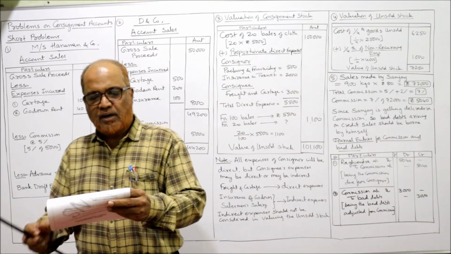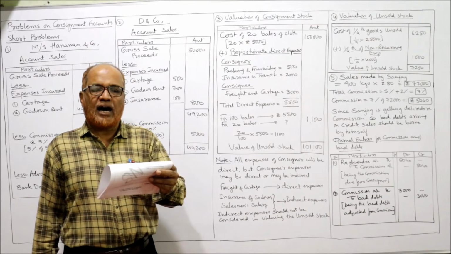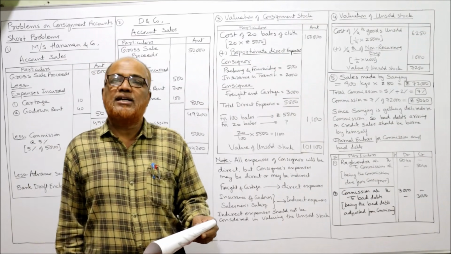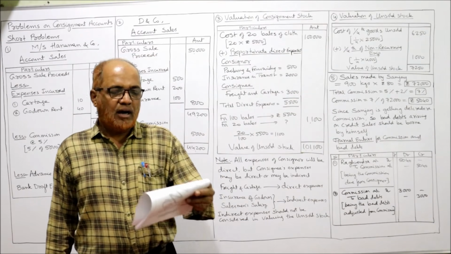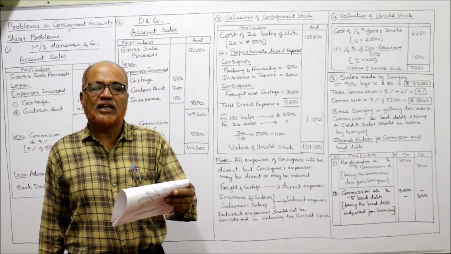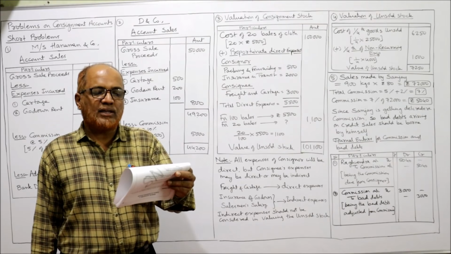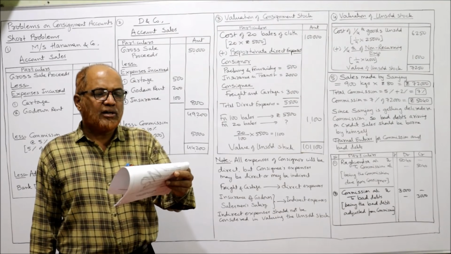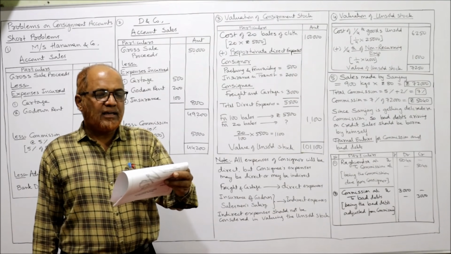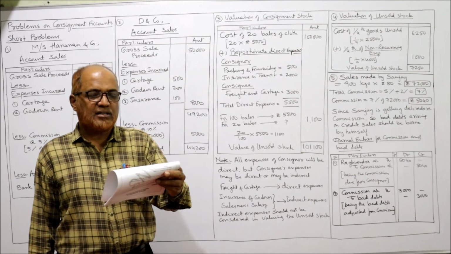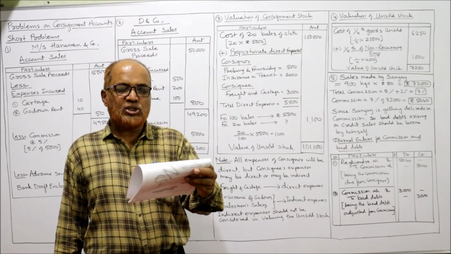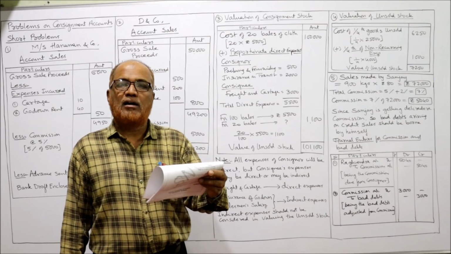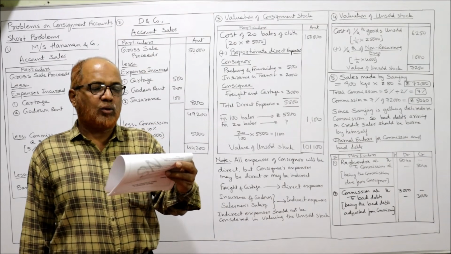Now third problem. Radhesham consigned 100 bales of cloth to Gopal Krishna. First of all, Radhesham is the consignor and Gopal Krishna is the consignee. 100 bales of cloth at rupees 5,000 per bale. Radhesham incurred the following expenses. Packing and forwarding charges are 500. Insurance in transit is 2,000. These are the expenses paid by Radhesham. Who is Radhesham? Consignor. The consignor paid 2,500 totally.